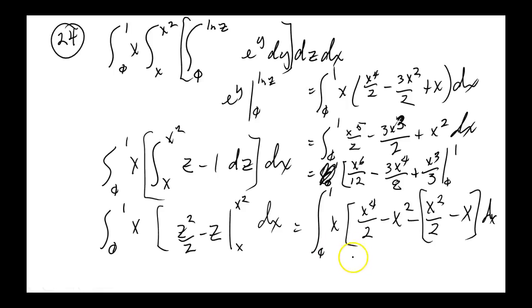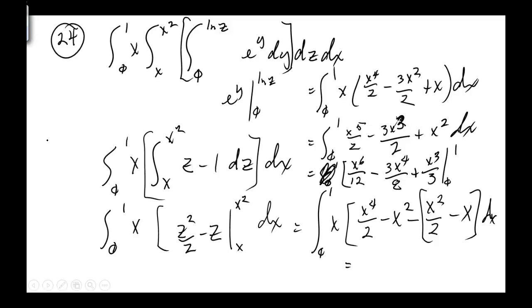All right, we'll come down here and do that. And we pretty much forget the 0 part. And that would be 1/12 minus 3/8 plus 1/3. Now, least common denominator.